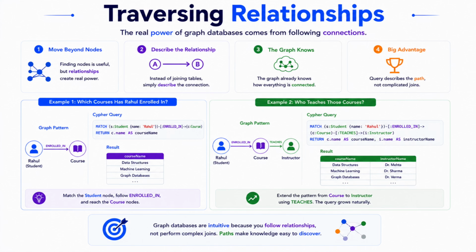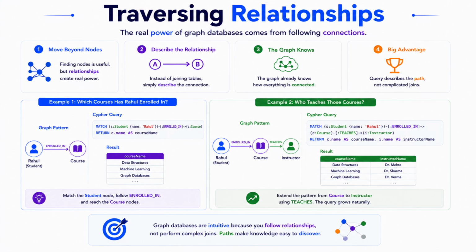Now, let us move one step further. Finding nodes is useful, but graph databases become powerful when you start traversing relationships. Suppose you want to know which courses Rahul has enrolled in. Instead of joining multiple tables, you simply describe the relationship. You match the student node, follow the ENROLLED_IN relationship, and reach the course node. The graph itself already knows how everything is connected. This is one of the biggest advantages of graph databases. The query describes the path rather than complicated joins.